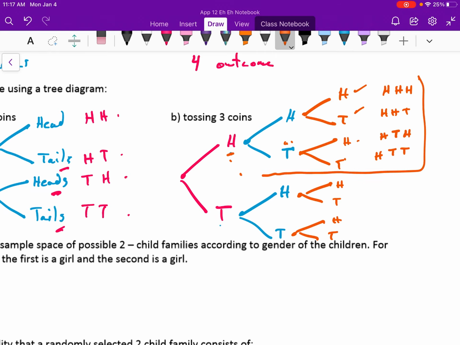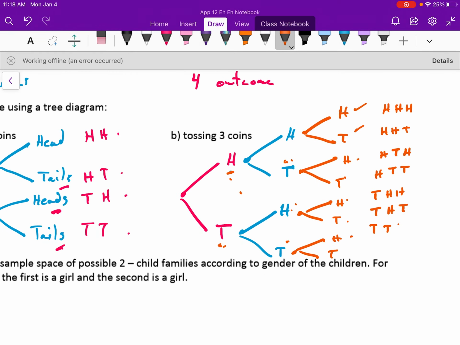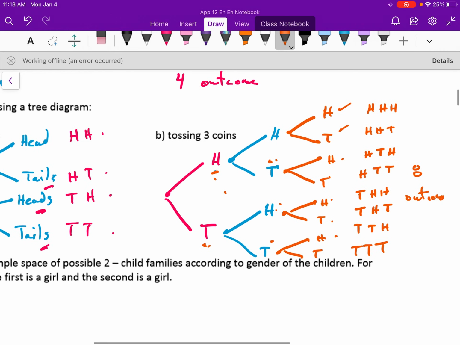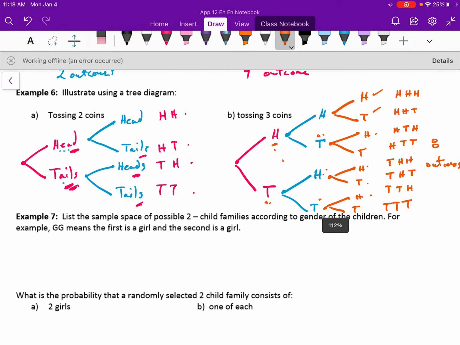So we're done with the upper branches here. Now I'm going to be moving to tails. We could have tails, heads, heads. Tails, heads, tails. Tails, tails, heads. And last, tails, tails, tails. So wow, that took some time, but what we see is we have 8 outcomes. Whew, that was tough. All right.